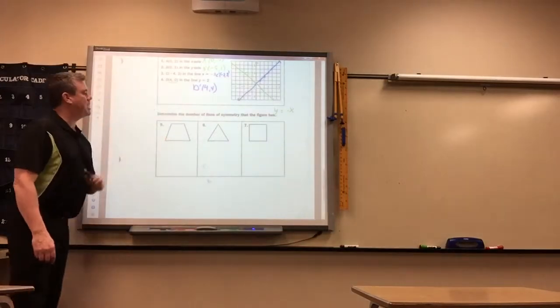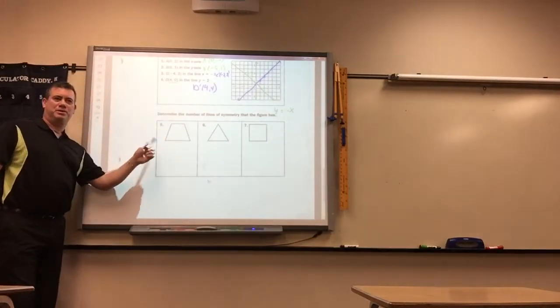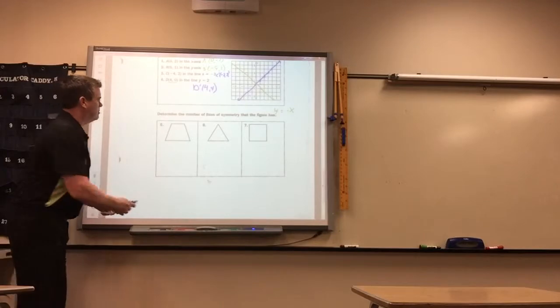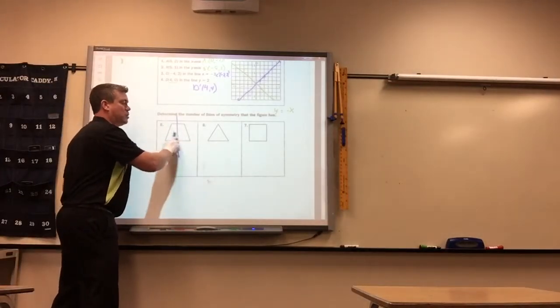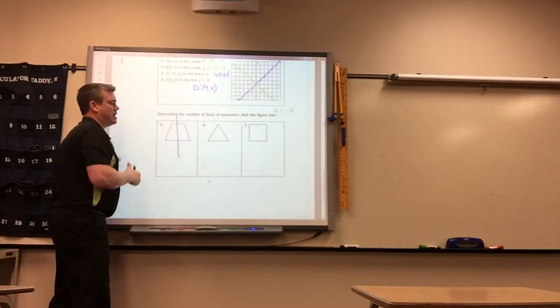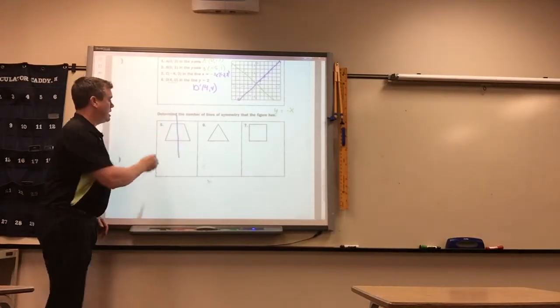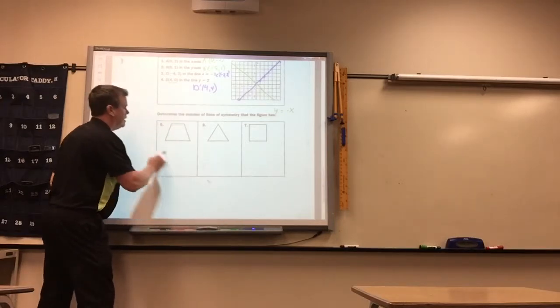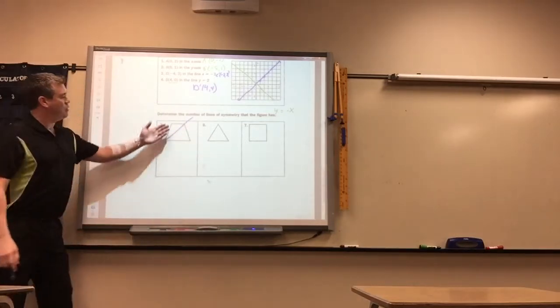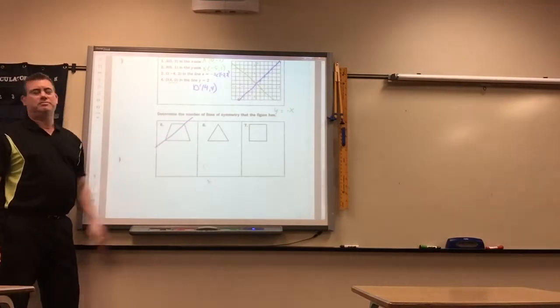Okay, on this trapezoid, how many lines of symmetry would this have? 1. Right here. You can't cut it this way because then this side is narrower than that. What about diagonal? If you did that, they wouldn't fold on top of each other.